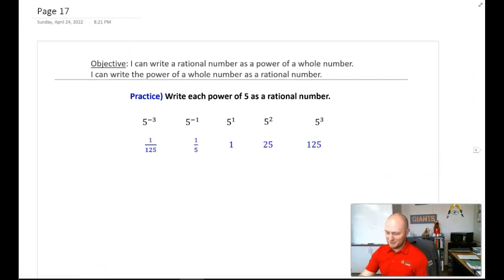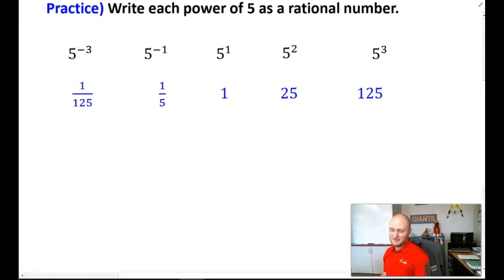All right, here are the solutions. Did you get these values? You may be wondering why 5 to the negative second is not there. I did that just so you had one less problem to do. Isn't that nice? I know. I'm a kind guy. I tried.